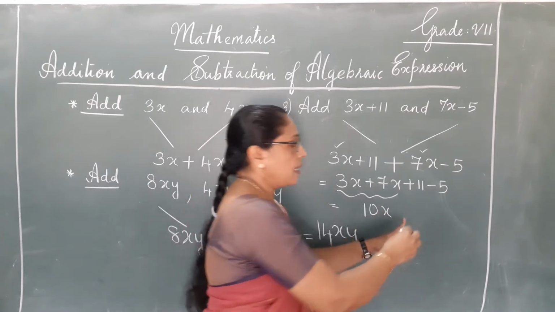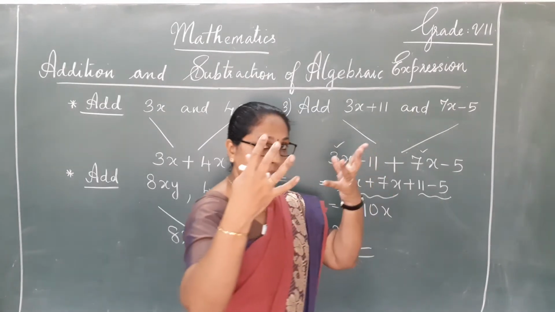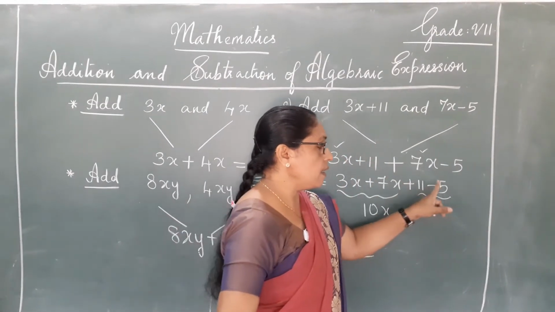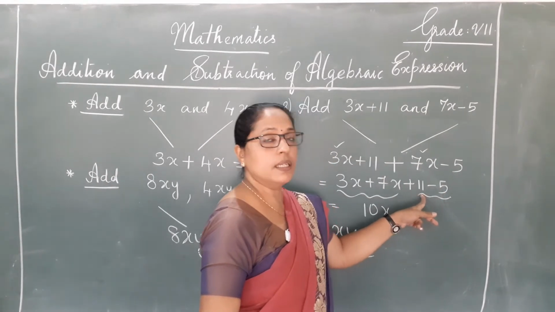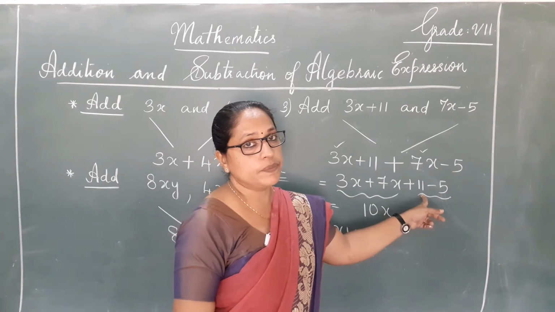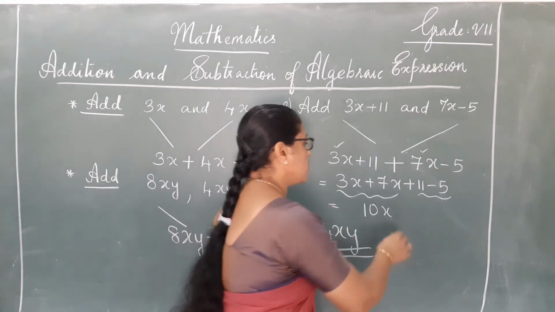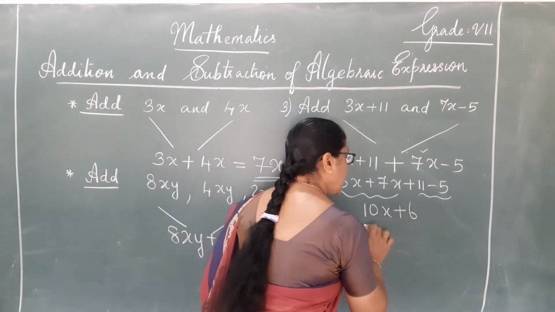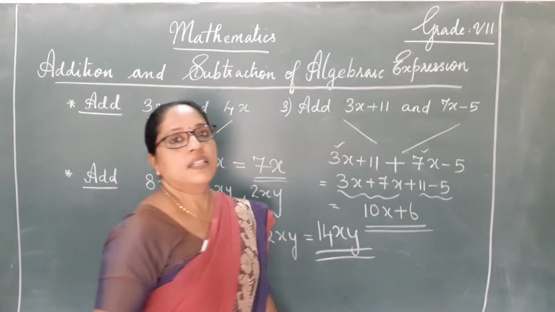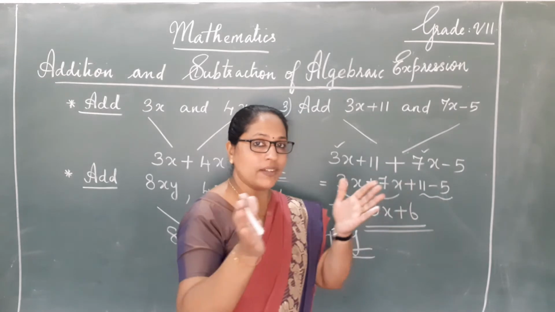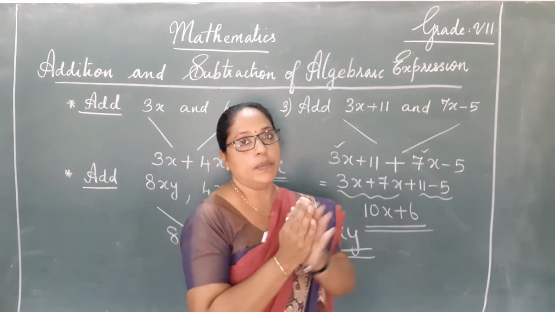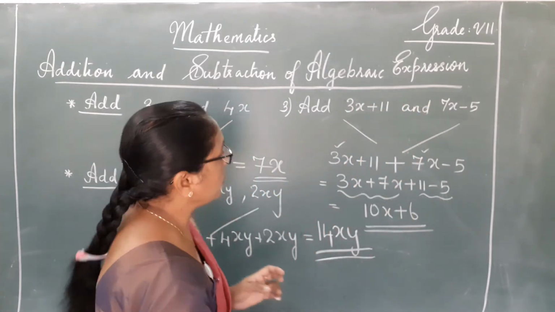Then the numbers can be added according to their signs. Positive 11, negative 5. So we have to subtract and put the sign of the bigger number. What would be the answer? Yes, positive 6. So the answer is 10x plus 6. It is a binomial because we have added two binomials. Okay, next we can see.